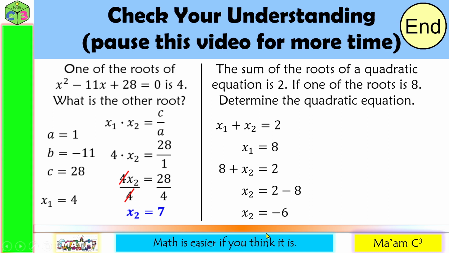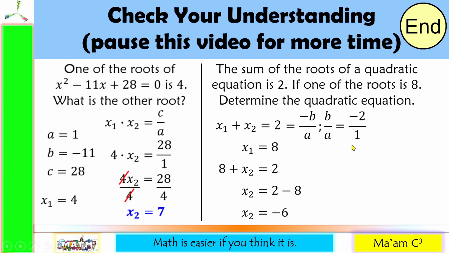Now I have both of the roots. X sub 1 is 8 and x sub 2 is negative 6. Since the sum of the roots is equal to negative b over a, and 2 here can be expressed as 2 over 1, to solve for b, like what we did earlier, we simply have to get the negative of this. So b over a is equal to the negative of 2 over 1.